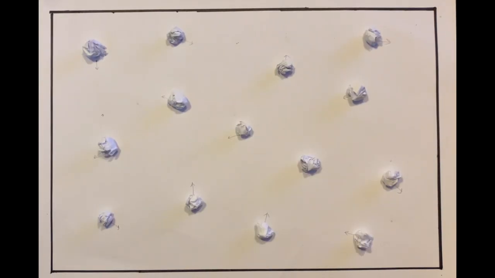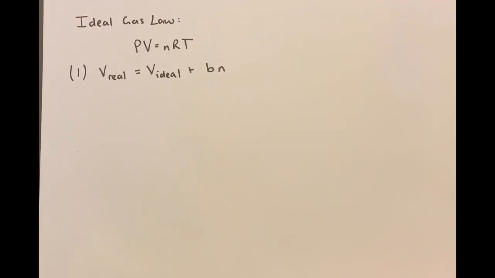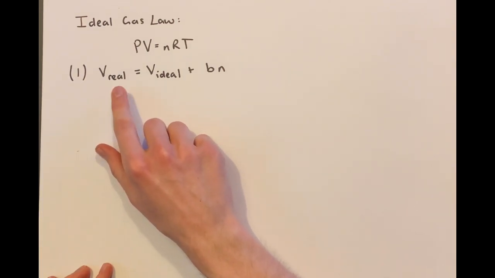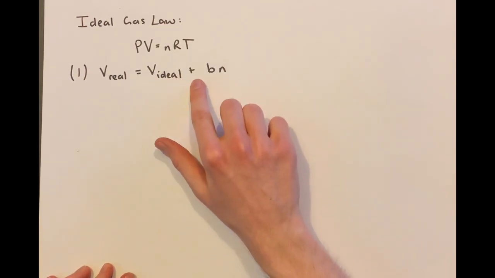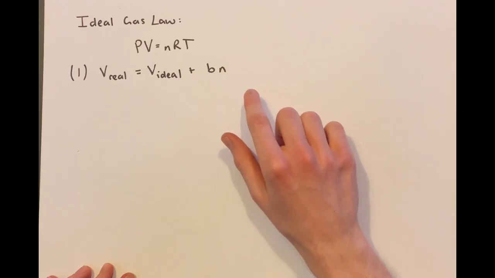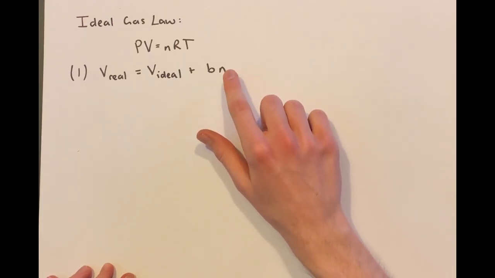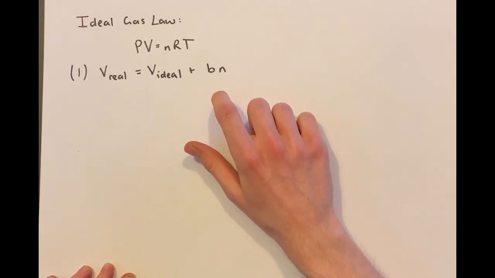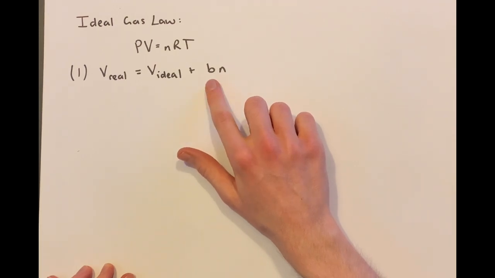Looking at the animation, we can see that the molecules take up a finite space. So the total volume of the real gas includes the volume of the ideal gas plus the total volume that the molecules take up. We can see this in the equation V real is equal to V ideal plus Bn, where n is the number of moles and B is the volume for 1 mole of a particular gas.